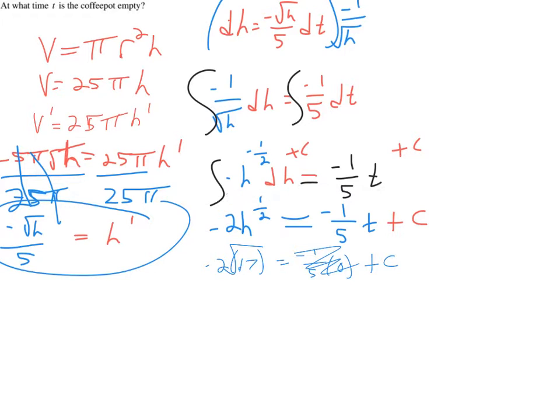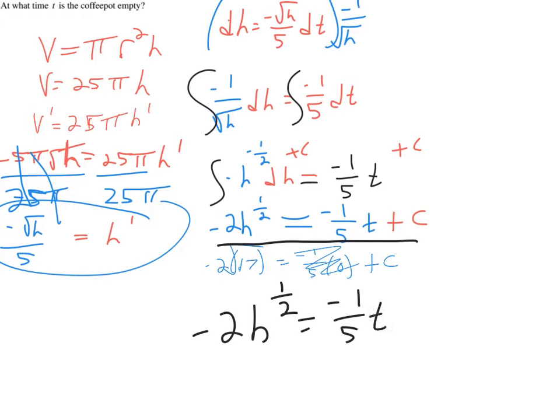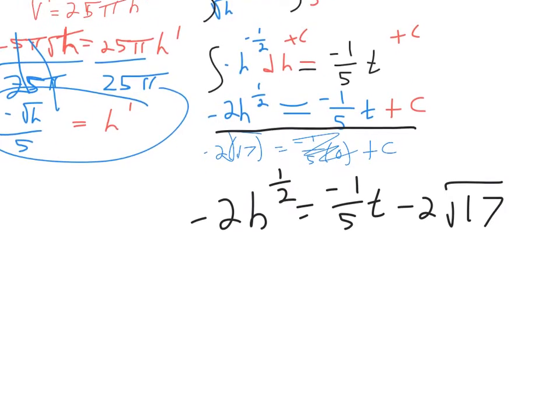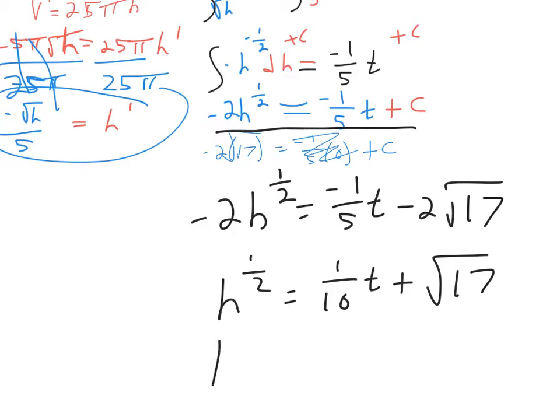Let's back up after we integrated. We almost had h by itself, which was our goal. We wanted h as a function of time. Okay, so to finish getting h by itself, divide negative 2 from both sides. That's now going to be a positive 1 over 10t when you divide that by 2. That's going to be a positive square root of 17 here. Finish getting h by itself.